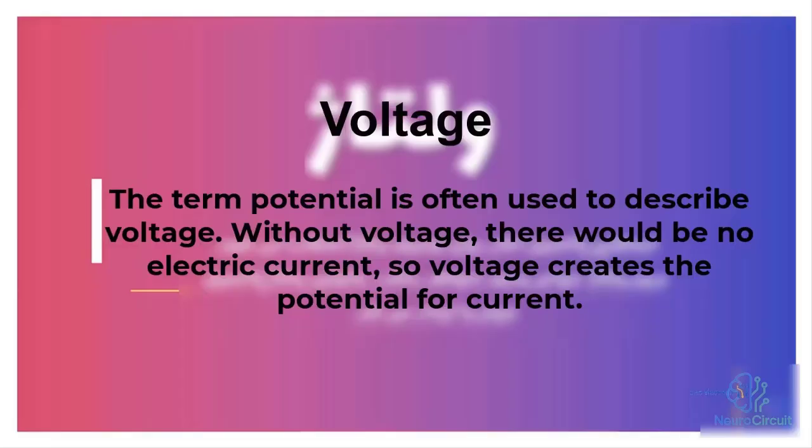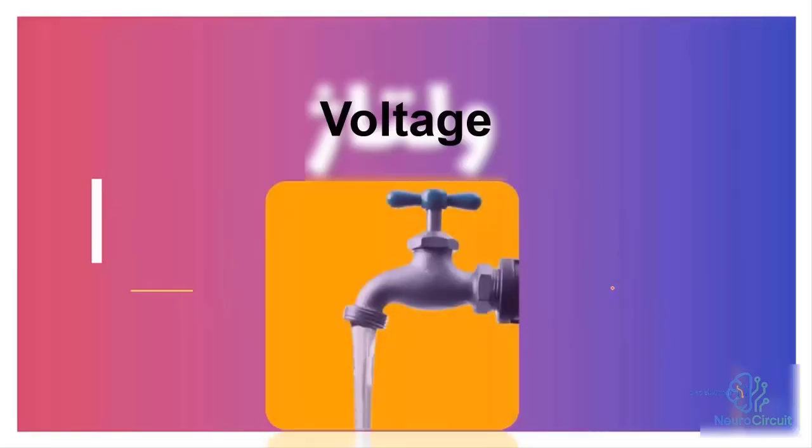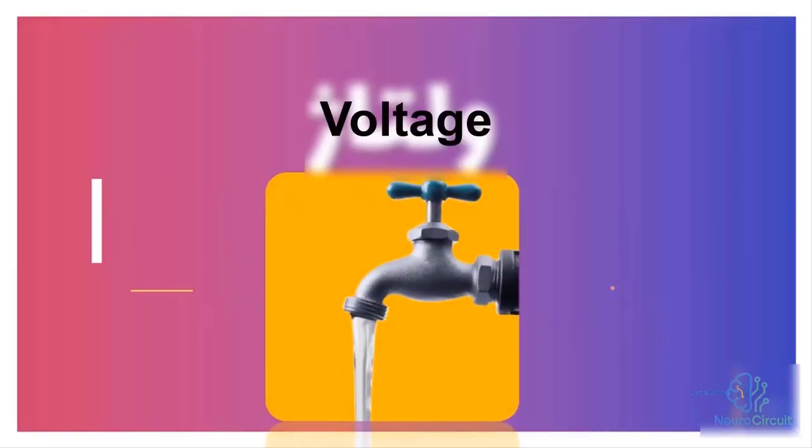As we said, voltage is the difference in charge between 2 points. So if there is no charge difference between 2 points, there will be no current. Therefore, voltage creates the potential for current. Now, if we compare the electric current to the flow of water through a faucet hose, we can think of voltage as the water pressure present in the faucet. It is this water pressure that causes the water to flow through the hose.